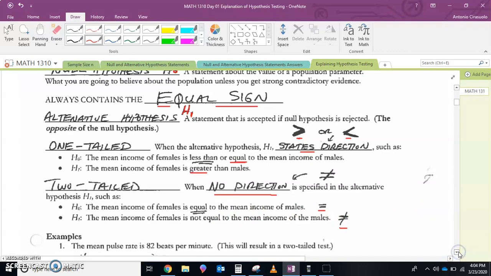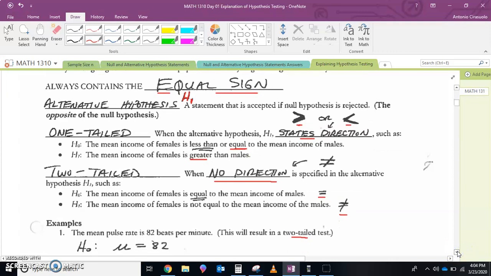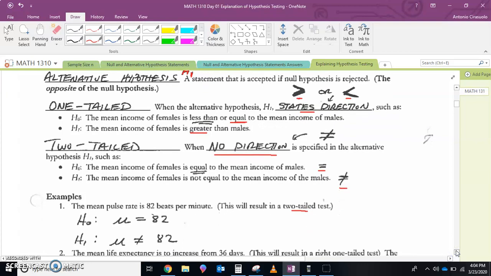So here are a couple examples. The mean pulse rate is 82 beats per minute. Well, that is really telling us that we think the statement to be true. It is a two-tail, right? Because there is no direction. And if we were to write the two hypotheses, the null hypothesis is showing us that the mean is equal to, right? Remember, the null hypothesis has the equal sign, so it's equal to 82 beats per minute. The flip side, the opposite of this, is the statement that the alternative hypothesis is the mean is not equal to 82.